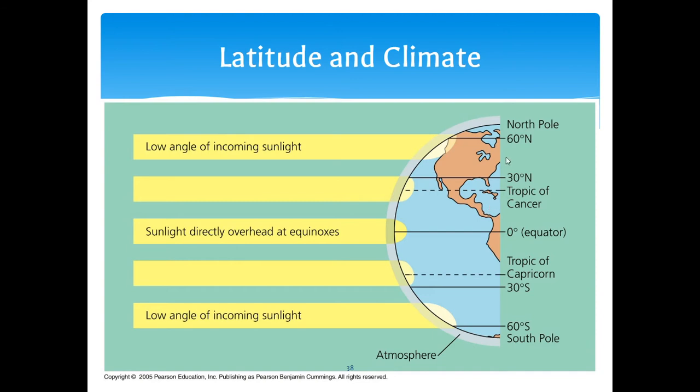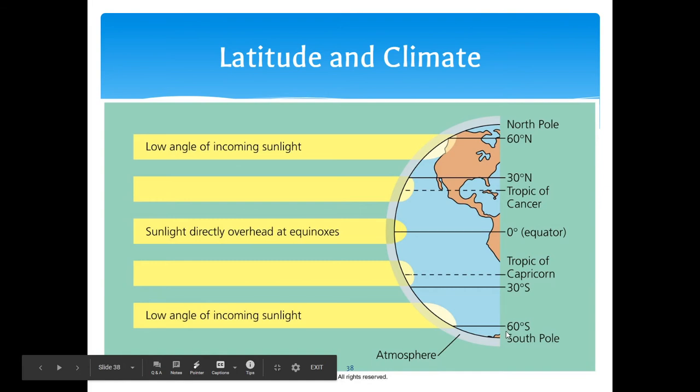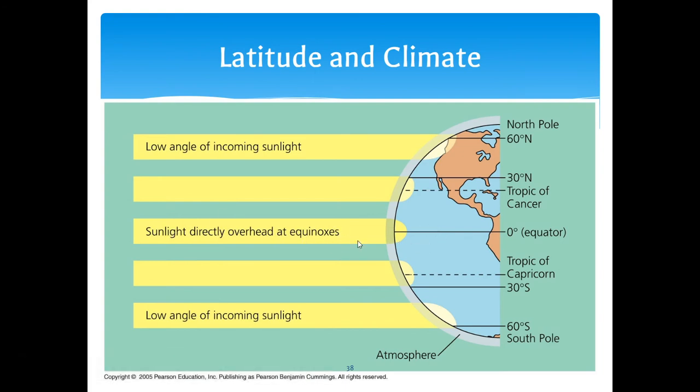Then you have more of your temperates, which is again from 30 to 60 on both sides. And then you have again the polar regions, 60 to 90. So it depends on the sunlight. If these yellow rays represent the sun's rays, you're getting a lot of direct sunlight here. But as you go up here, you're getting less and less, so you're not going to receive as much. Now this happens to be in the equinox phase, where the sunlight is hitting the equator directly.